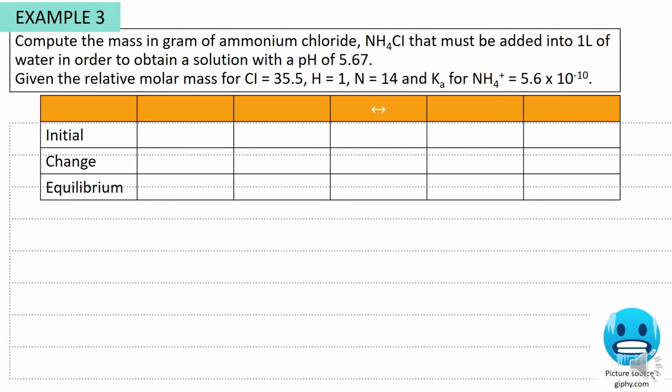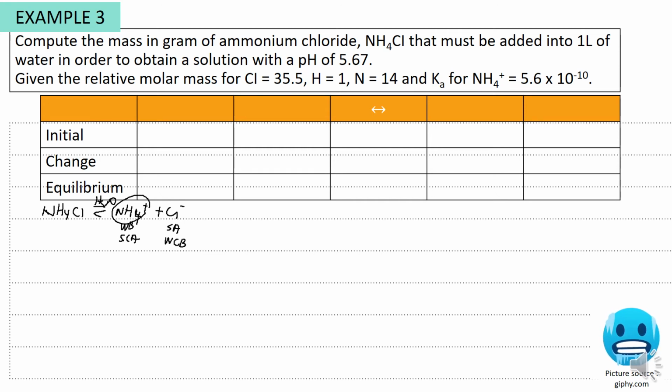So we have NH4Cl. We will have NH4 plus and Cl minus dissociating in water. NH4 plus is from the weak base, so it will be a strong conjugate acid. Cl minus is from the strong acid, so it will be a weak conjugate base. So this one is the strong conjugate.